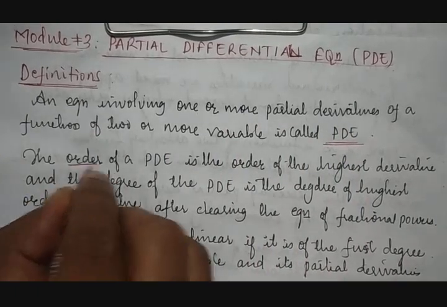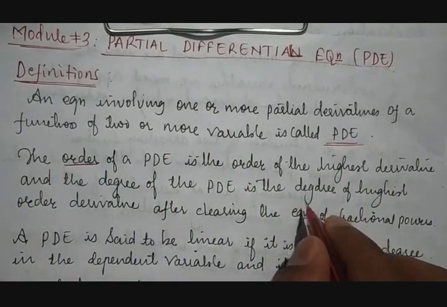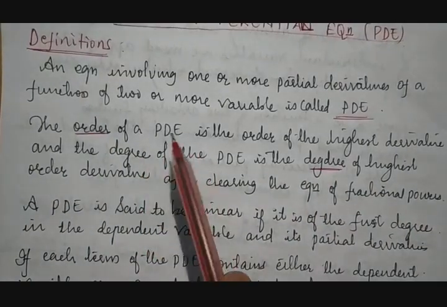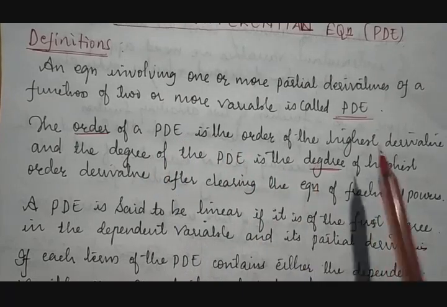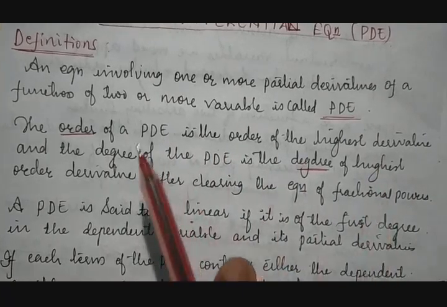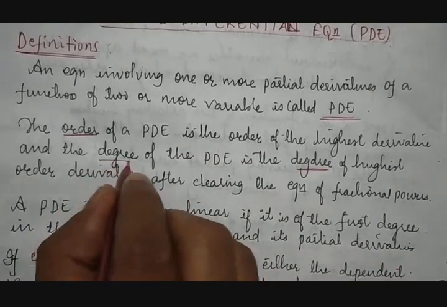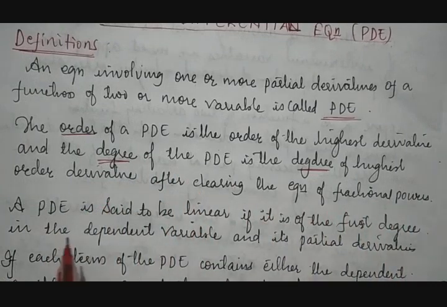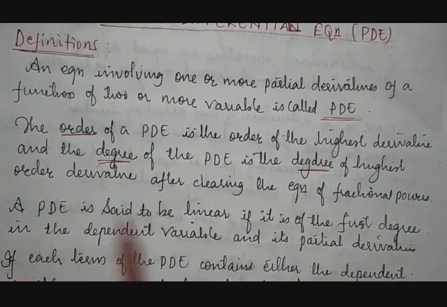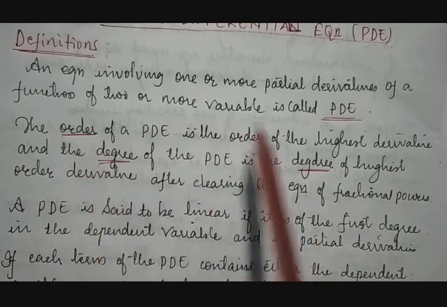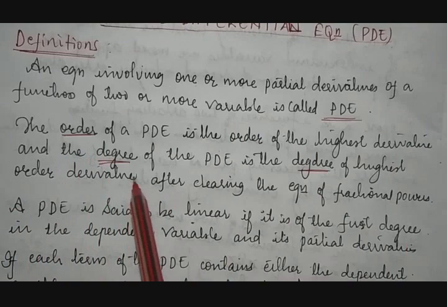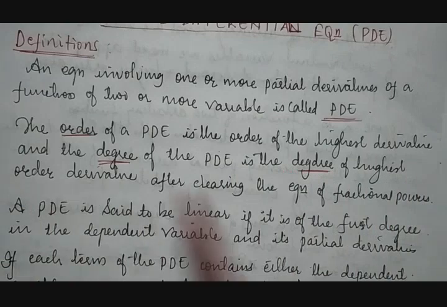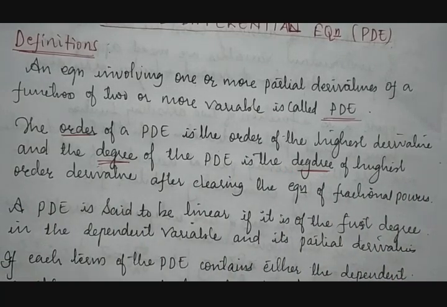Then we should understand the meaning of order and the meaning of degree. So order means what? The order of a partial differential equation is the order of the highest derivative available in it, and the degree of the partial differential equation is the degree of the highest order derivative after clearing the equation of fractional powers. So what is the order? That is the highest derivative. What is the degree? That is the degree of the highest order derivative after clearing the fractional powers. Okay, so let us see what that is.